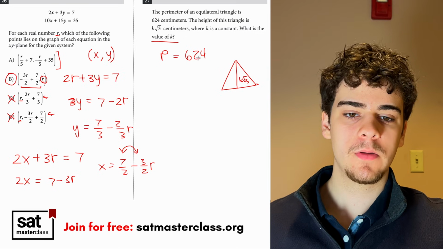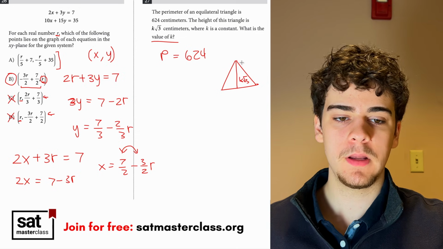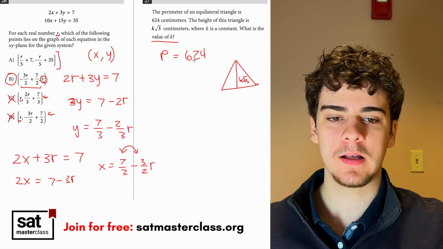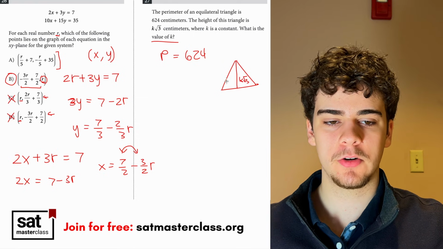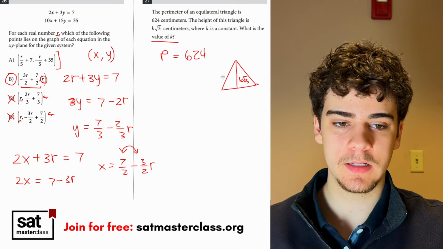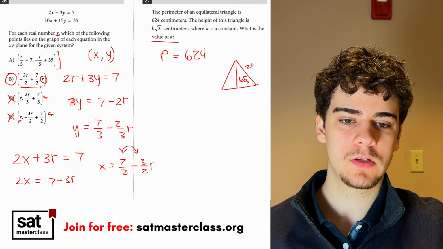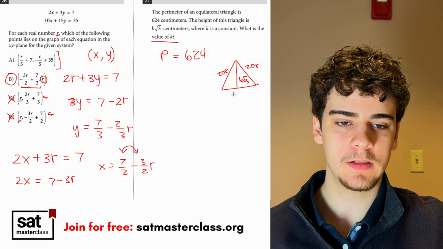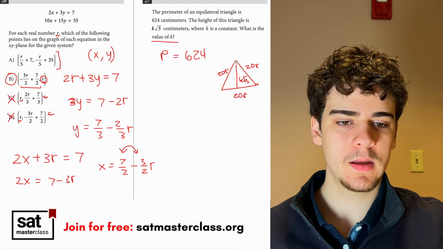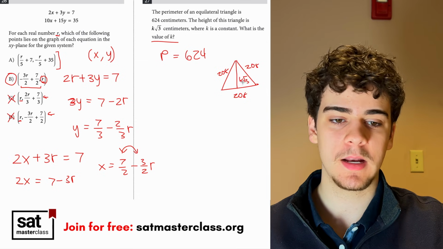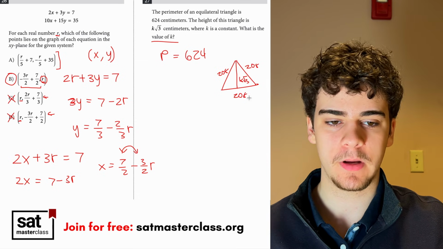So we know that the perimeter is 624, and we know that it's equilateral. So that means that all of the side lengths are going to be exactly 1/3 of 624. So you could just plug in 624 divided by 3 into Desmos, and that would give us 208. So all of the sides have a length of 208. And now we need to get the actual height so that we can set it equal to k√3 and then just solve for k.